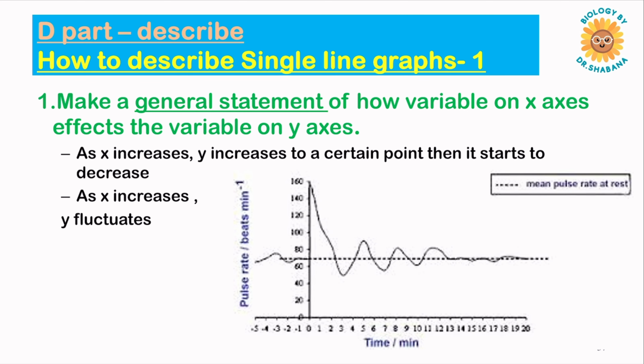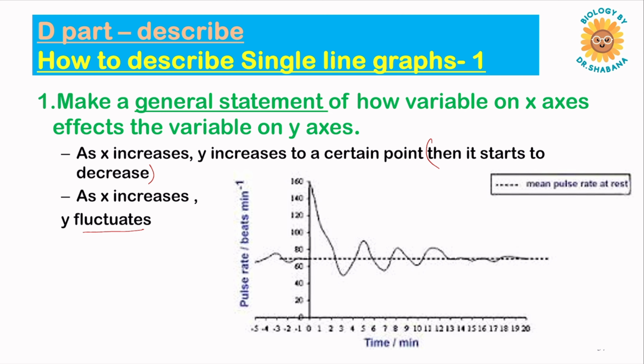Now, what do I do? The D part, describe: how to describe a single line graph. First of all, you have to make a general statement on how x is affecting the variable on y. The language that you can use is: as x increases, y increases to a certain point, and then if you want to add to it, you can add if the graph is more than that. Or as x increases, y fluctuates, or as x increases, y decreases. So that is different language that you can use.